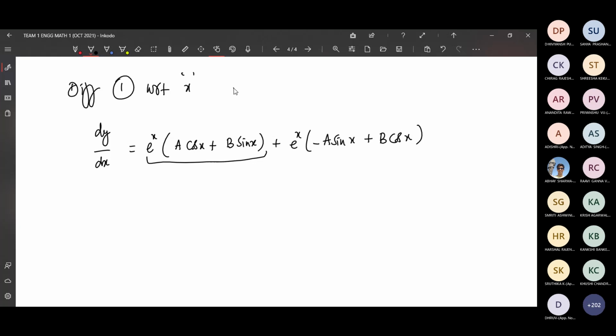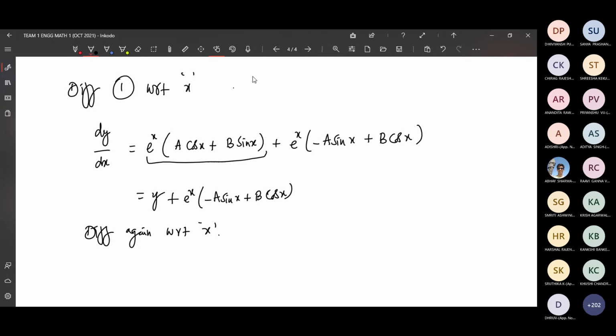E power x into this is nothing but y, plus e power x into minus a sin x plus b cos x. Very algebraically differentiating again, because you have to get rid of the constants a and b. Differentiating again the same one with respect to x.